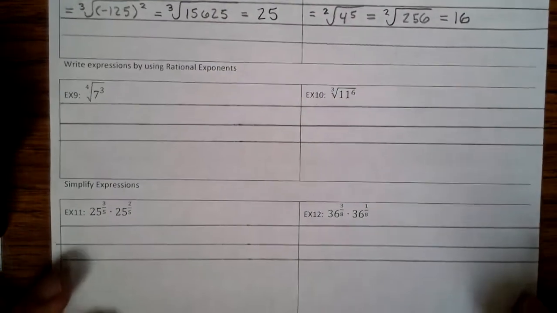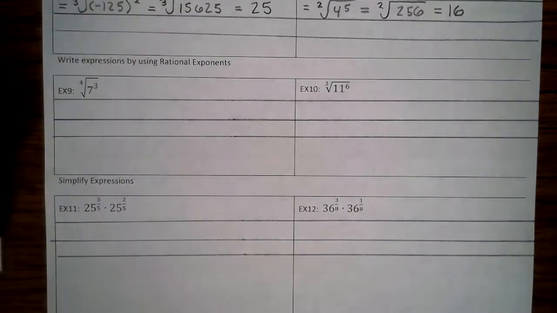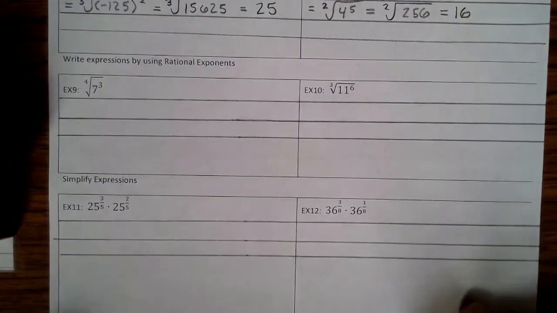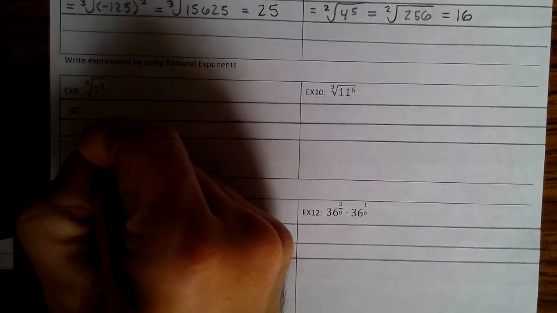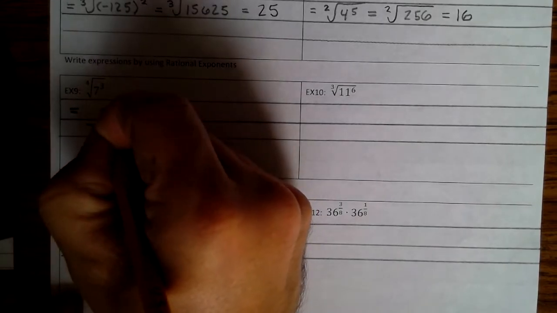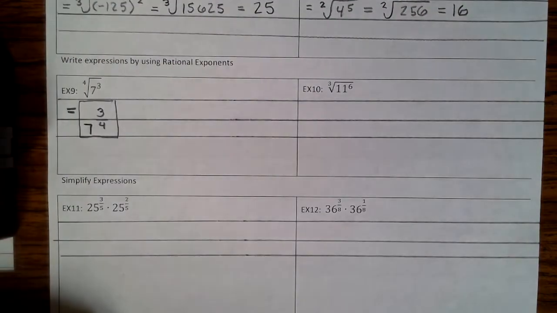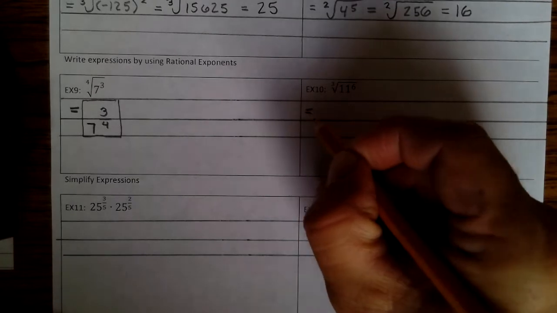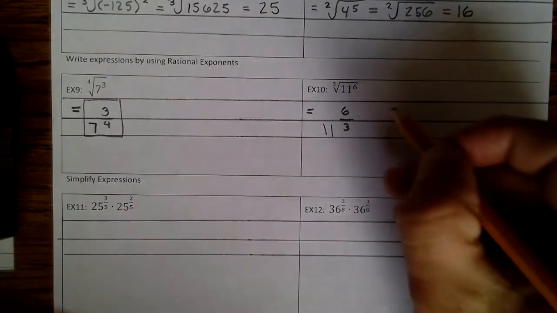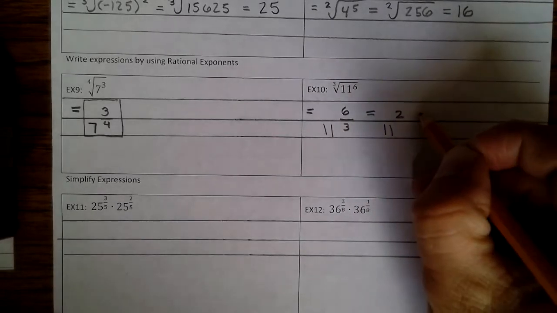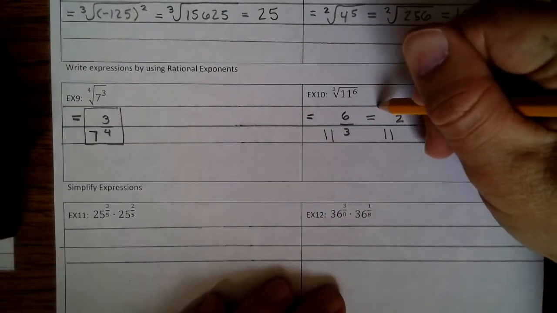All right. Now let's take a look at example 9. Write the expression by using rational exponents. All you're doing is, again, writing the expression using rational exponents. So this is written as 7 to the 3 divided by 4. And you're done. And then this would be written as 11 to the 6 divided by 3, which simplifies to 11 squared. Just leave it as 11 squared, because we're writing it with rational exponents.